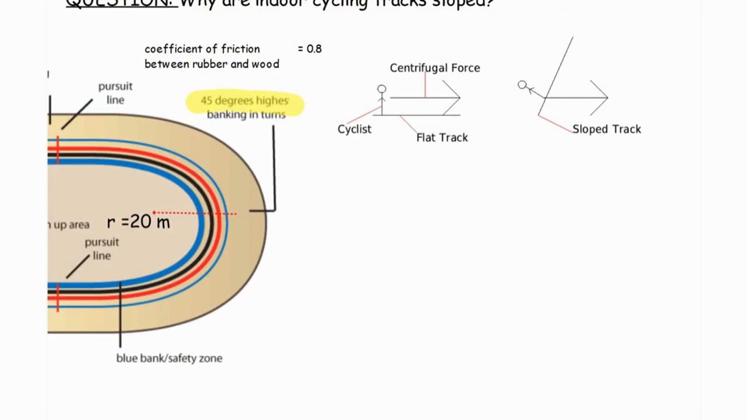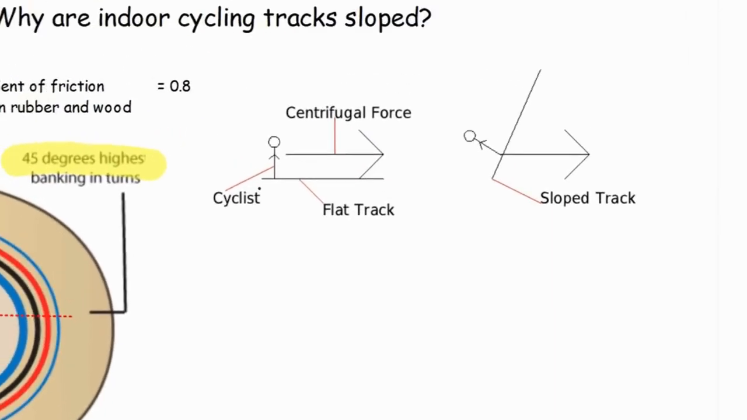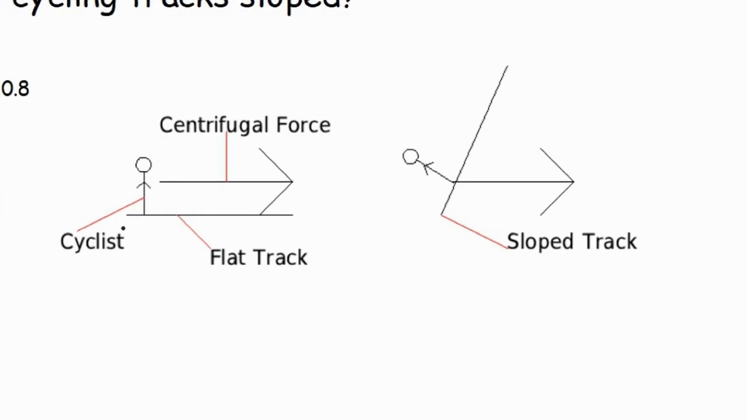So why are the tracks sloped then? If you think about that centripetal force, we want to increase it now without losing out to friction. If it's just a flat track, we're going to fly off and eventually overcome friction. However, if the track is sloped, there is a component that I push against the sloped track, and that normal force actually helps me move in a circle.